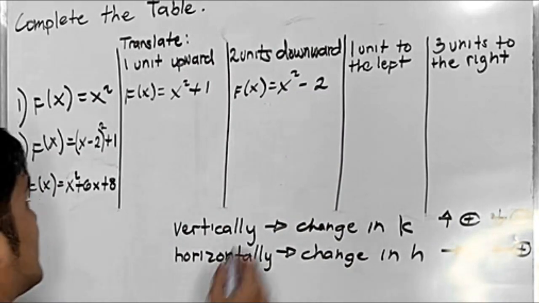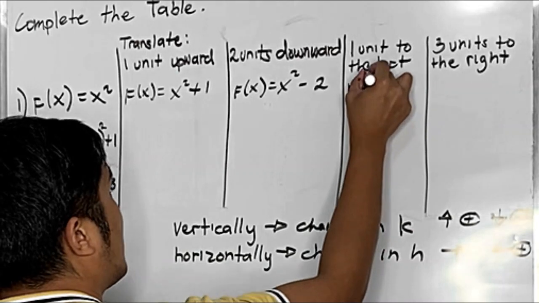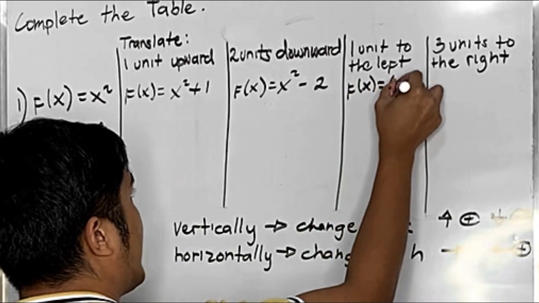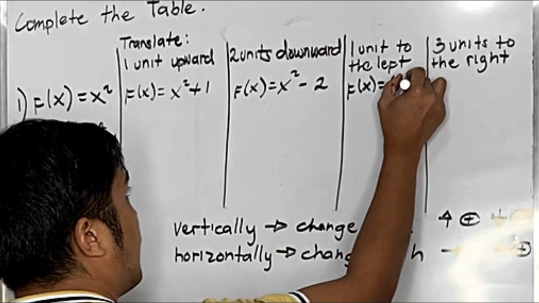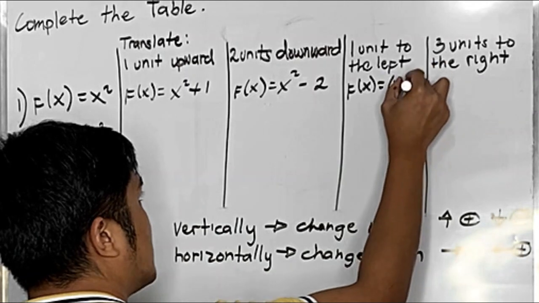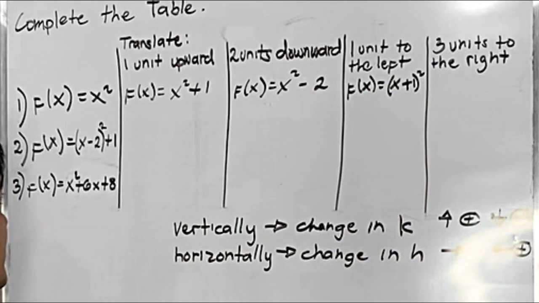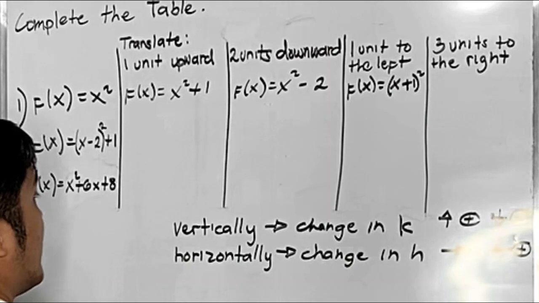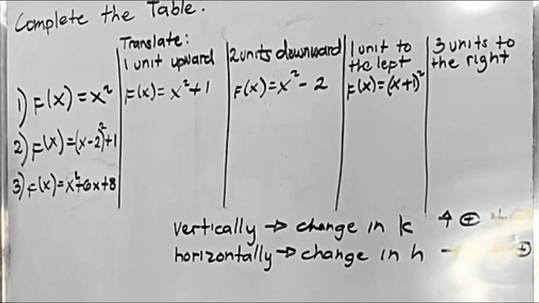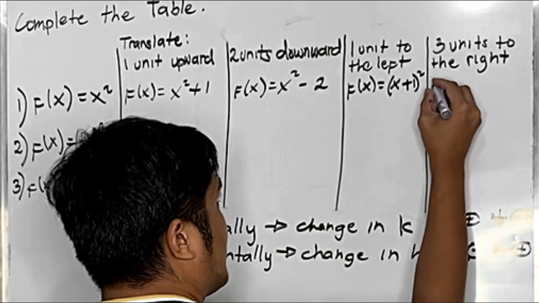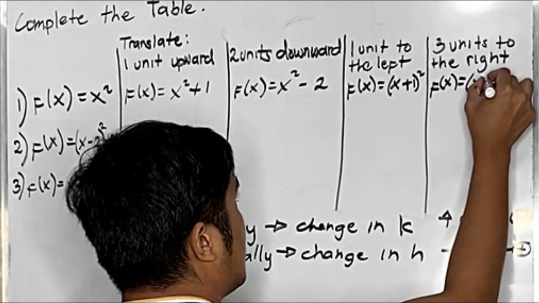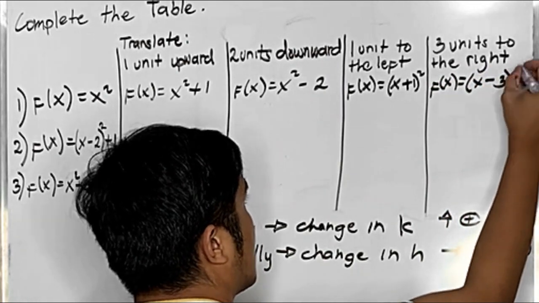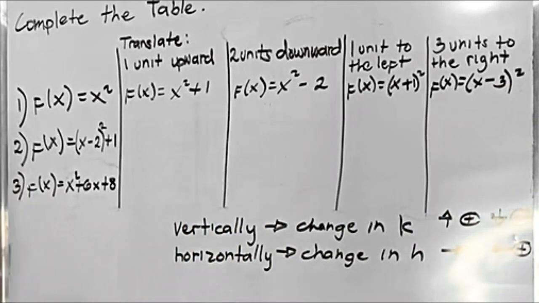1 unit to the left, therefore it will become a binomial. Since it is to the left, you will add 1 unit to our x, so to our h. So it will become f of x is equal to the quantity x plus 1 squared. 3 units to the right. If it is to the right, you will subtract for h, so that will be the quantity x minus 3 squared.